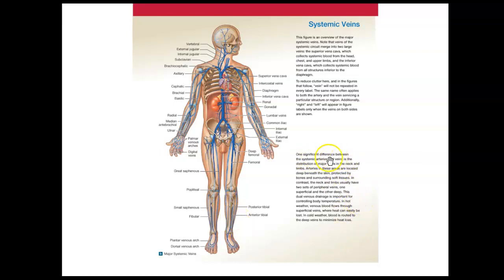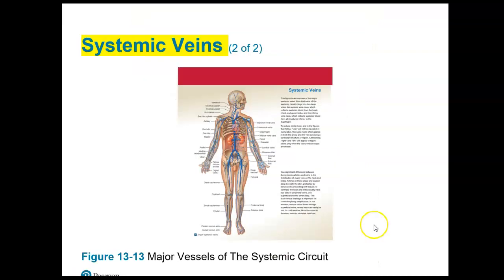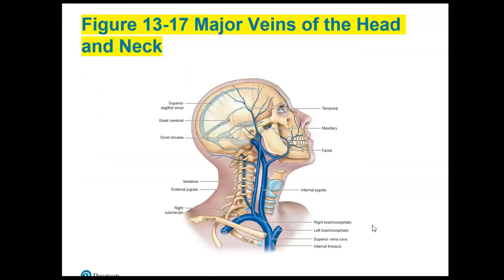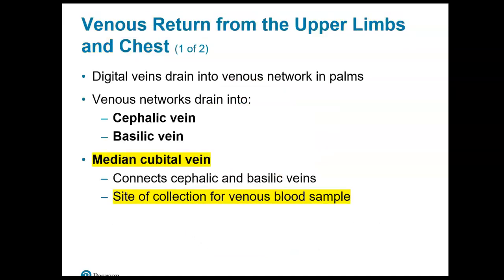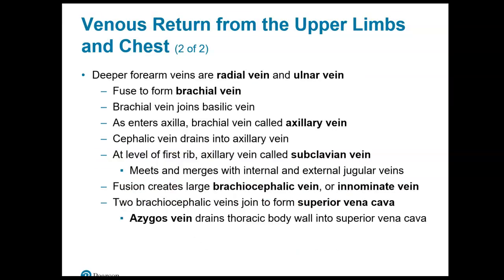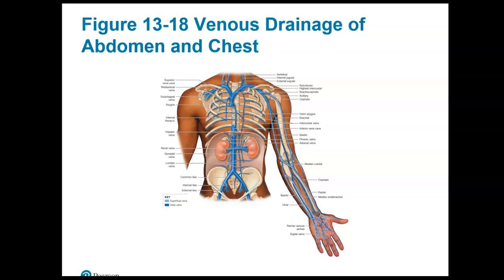One significant difference between the systemic arteries and veins is the distribution of veins in the neck and limbs. So we have jugular veins and we have carotid arteries. So that's one thing. Here it is. The median cubital vein is where we collect blood samples in the process called venipuncture. And here it is. Median cubital vein. Right there in the bend of your elbow.